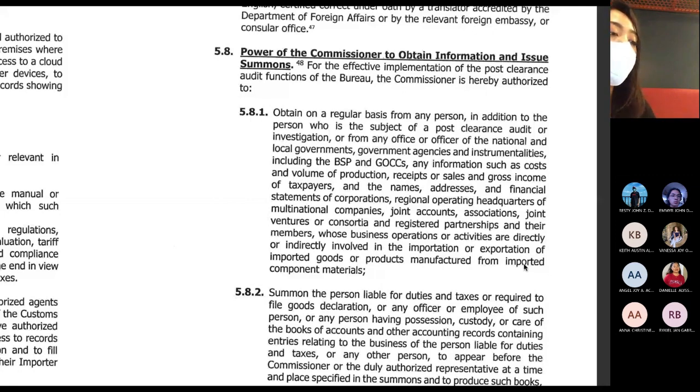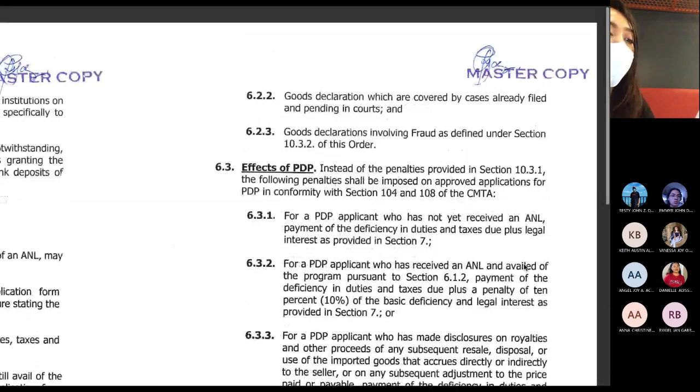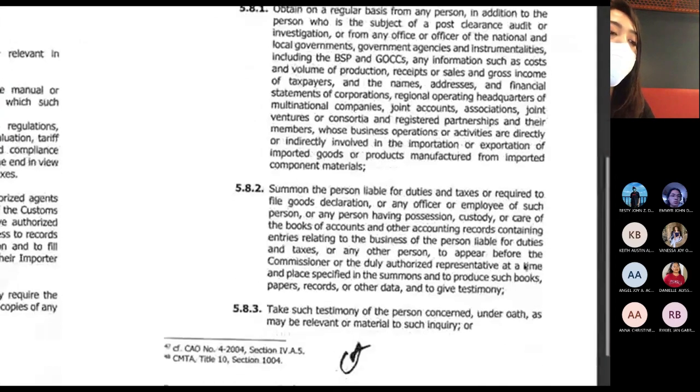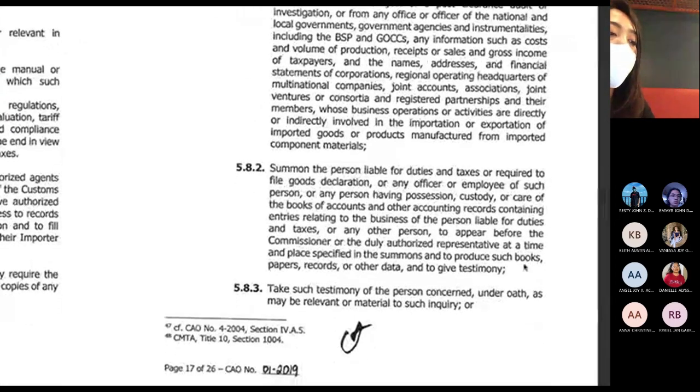5.8.2 Summon the person liable for duties and taxes or required to file a goods declaration, or any officer or employee of such person, or any person having possession, custody, or care of the books of accounts and other accounting records containing entries relating to the business of the person liable for duties and taxes, or any other person, to appear before the Commissioner or the duly authorized representative at the time and place specified in the summons and to produce such books, papers, records, or other data, and to give testimony.